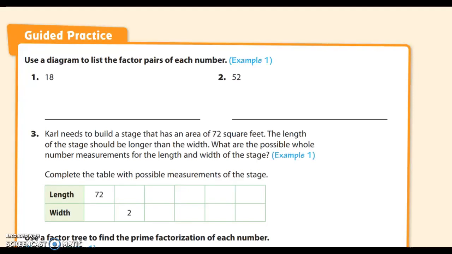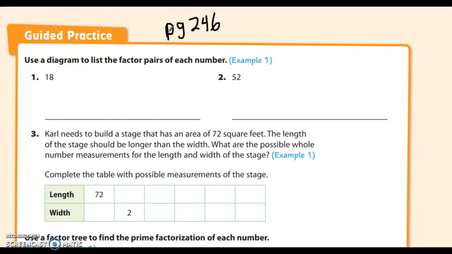All right, we're on the guided practice. This is page 246. The first two, the directions say use a diagram to list the factor pairs of each number. I want you to recognize that this does not ask you to use a factor tree or a ladder diagram to find the prime factorization. We're going to do that later in the page. All we're trying to do is find the factor pairs.